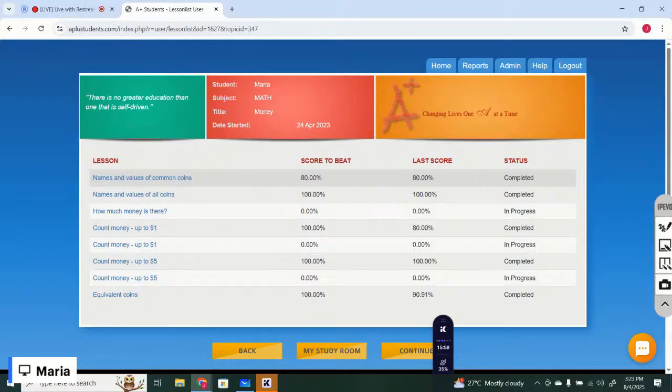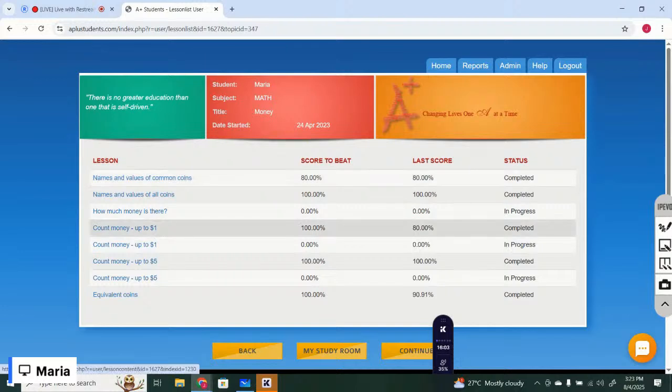The next lesson is count money up to $1. So let's just start with the lesson.